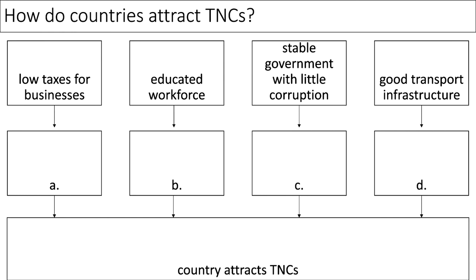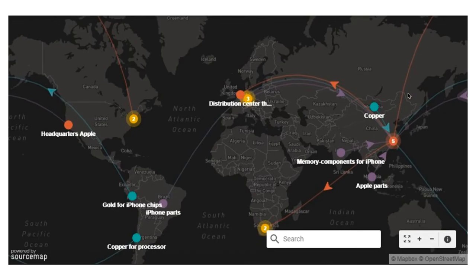But in general, companies look for places without corrupt governments because they're worried that if the government is corrupt, they'll lose money to it. They also want to be somewhere with good transport infrastructure so that they can move their goods across the world. So we can see China has access to the coast, and that makes it easy for Apple to move the iPhones across the world.